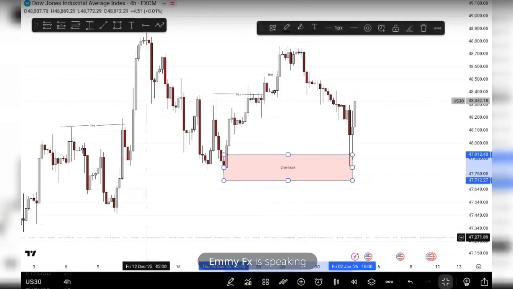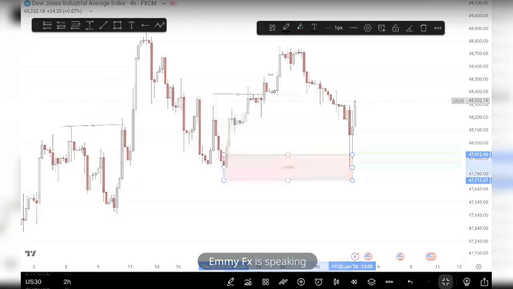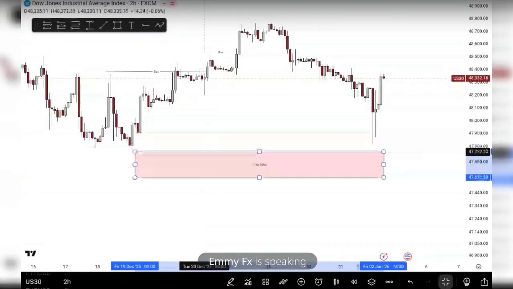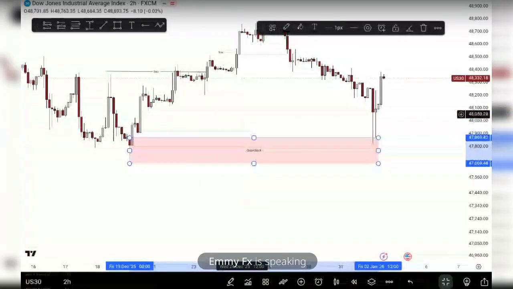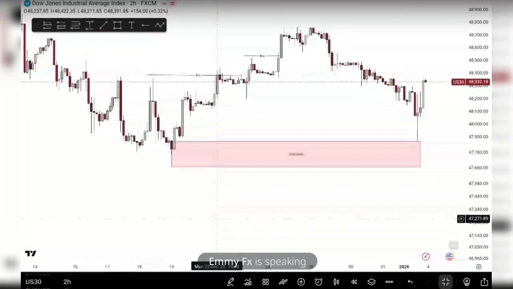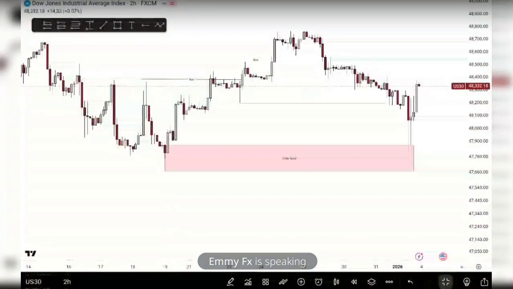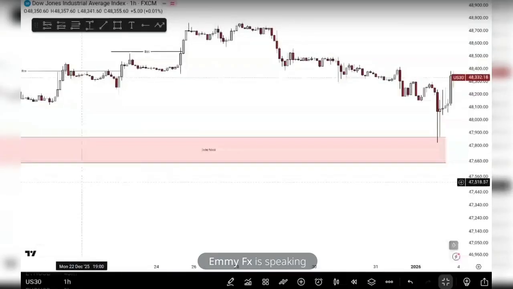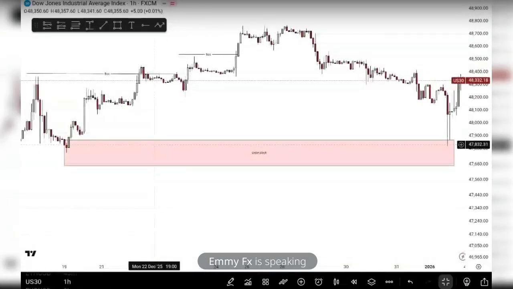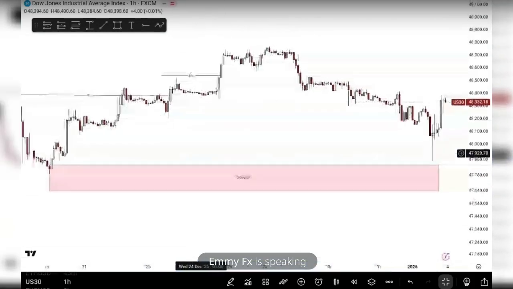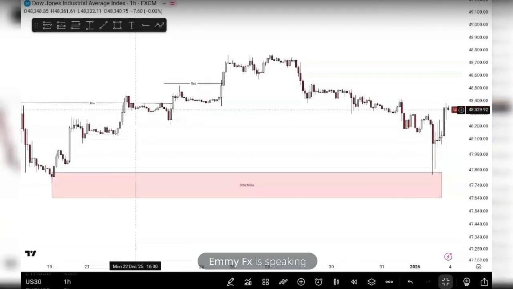So I want us to go to our 2-hour time frame. Now in the 2-hour time frame, we could also mark out the order block. So price reacted from this order block in our 2-hour time frame. Now let's go to the 1-hour time frame and refine the order block in our 1-hour time frame. So this is the order block in our 1-hour time frame, and price has also reacted from the order block.